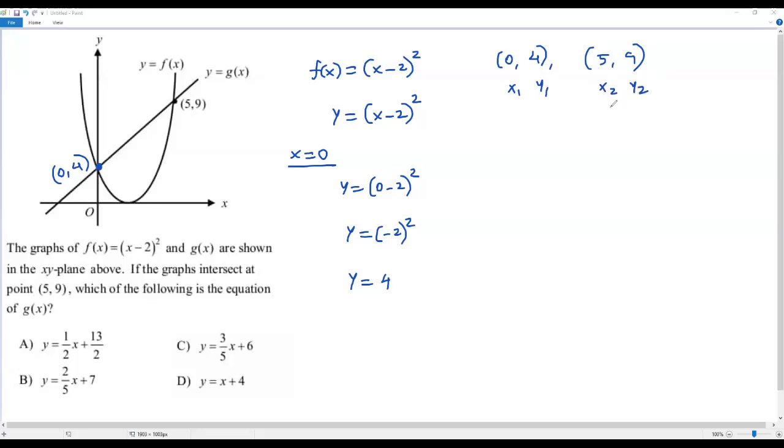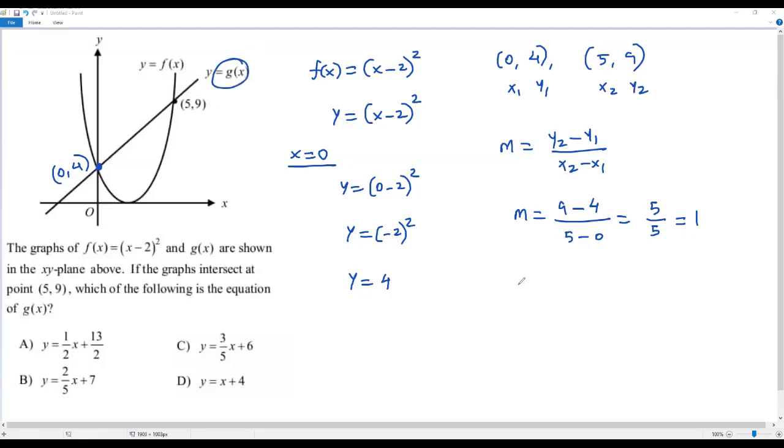Okay, when we know 2 points on a line, there is a formula to get the slope of the line, that is m equals (y2 − y1) divided by (x2 − x1). Okay, m equals the value of y2 is 9, minus the value of y1 which is 4, and the value of x2 is 5, the value of x1 is 0. 9 − 4 is 5, 5 − 0 is 5, 5 divided by 5 is 1. Now I got the slope of the line L given by this function g of x.